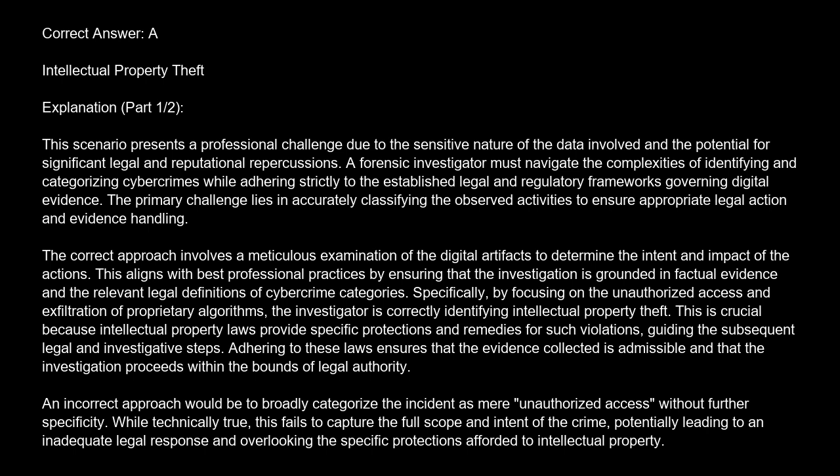This is crucial because intellectual property laws provide specific protections and remedies for such violations, guiding the subsequent legal and investigative steps. Adhering to these laws ensures that the evidence collected is admissible and that the investigation proceeds within the bounds of legal authority. An incorrect approach would be to broadly categorize the incident as mere unauthorized access without further specificity. While technically true, this fails to capture the full scope and intent of the crime, potentially leading to an inadequate legal response and overlooking the specific protections afforded to intellectual property.